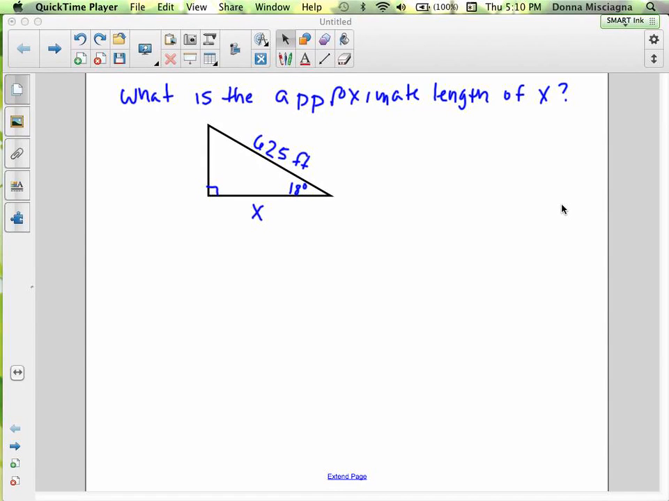Welcome. So now let's review for the trig, solving with trig ratios formative. Here's our first problem. What's the approximate length of x?